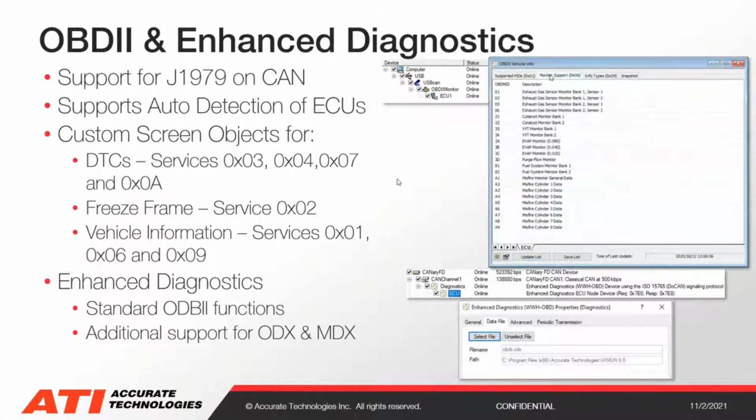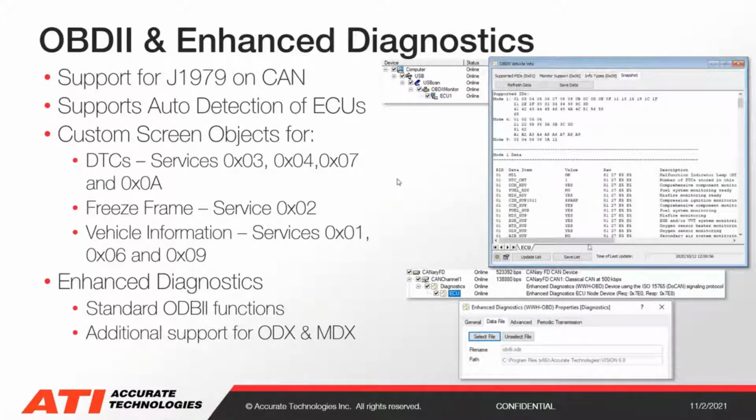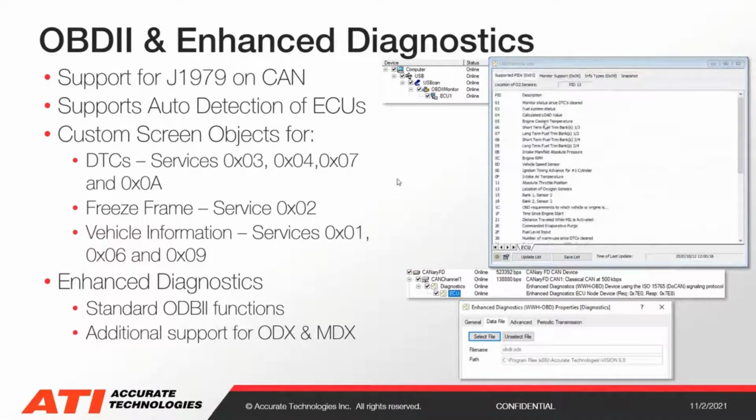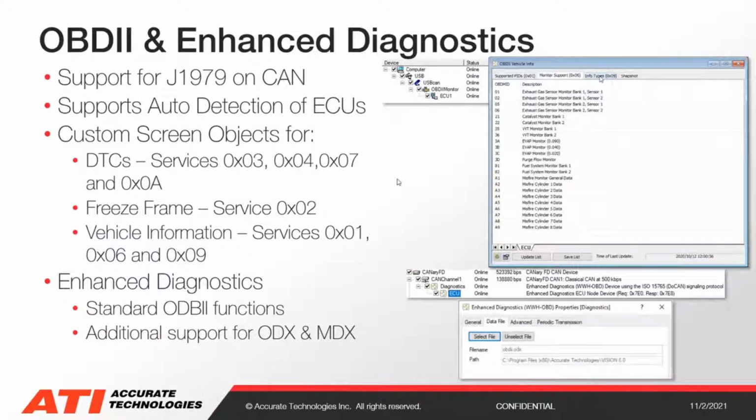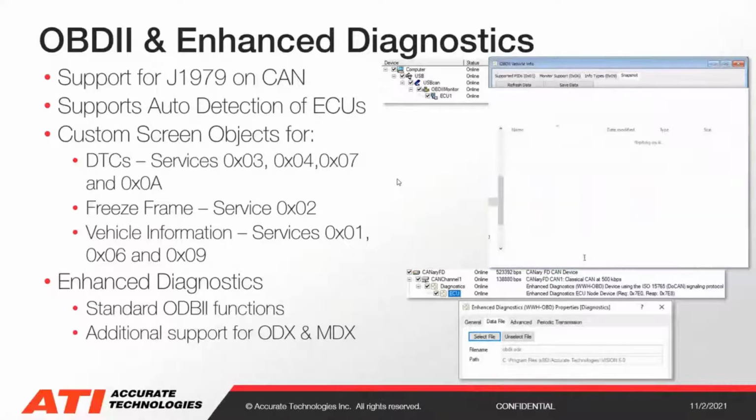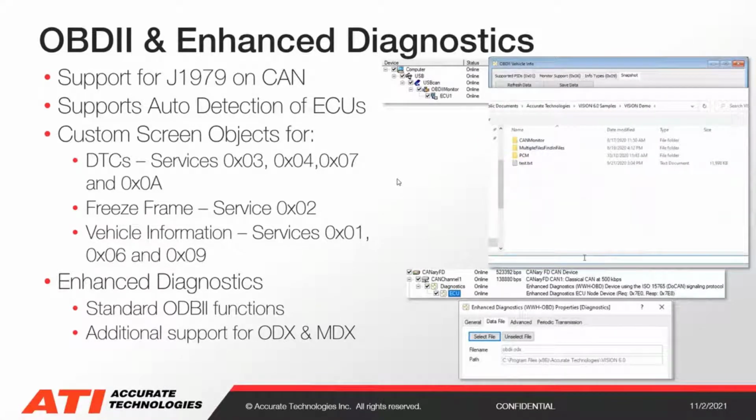Support for J1979 on CAN, it's your OBD2 device. Enhanced diagnostics will allow you to view your DID data, assuming that you have an ODX or MDX file. So it's a little bit more of an enhanced version of the existing OBD2 device within VISION.